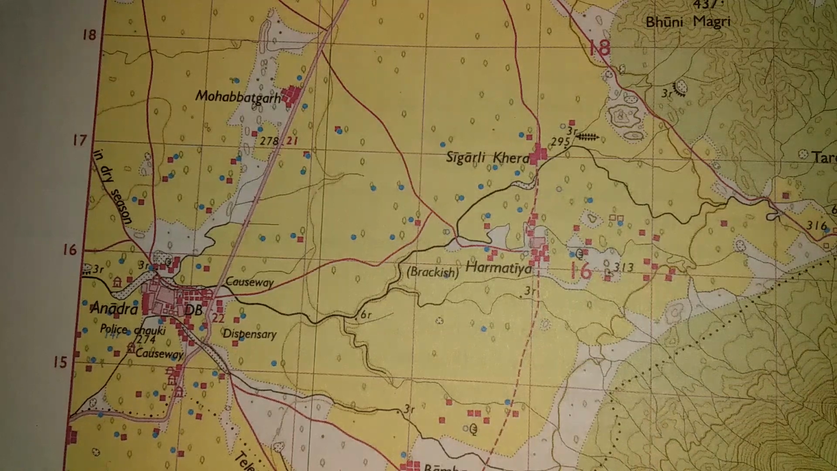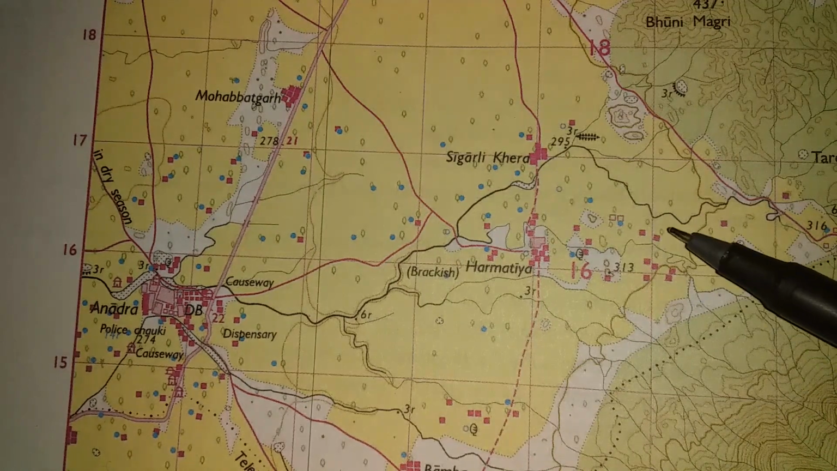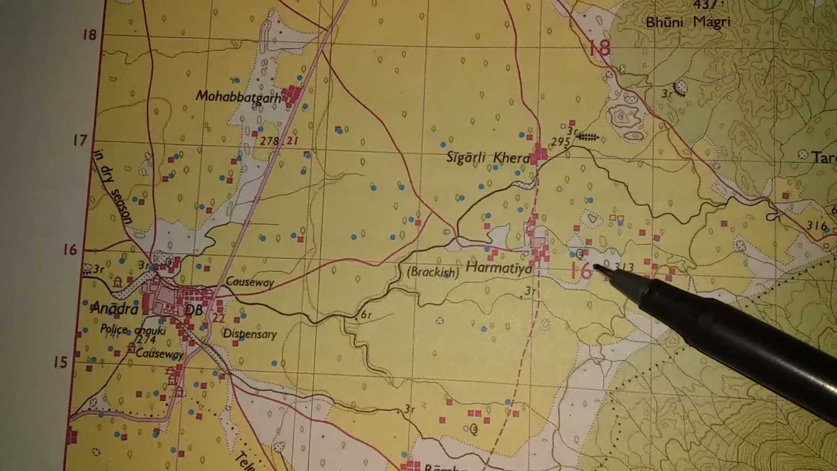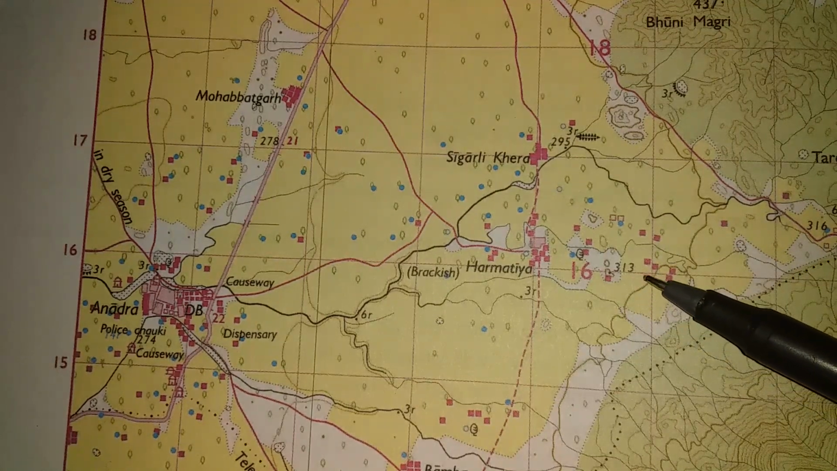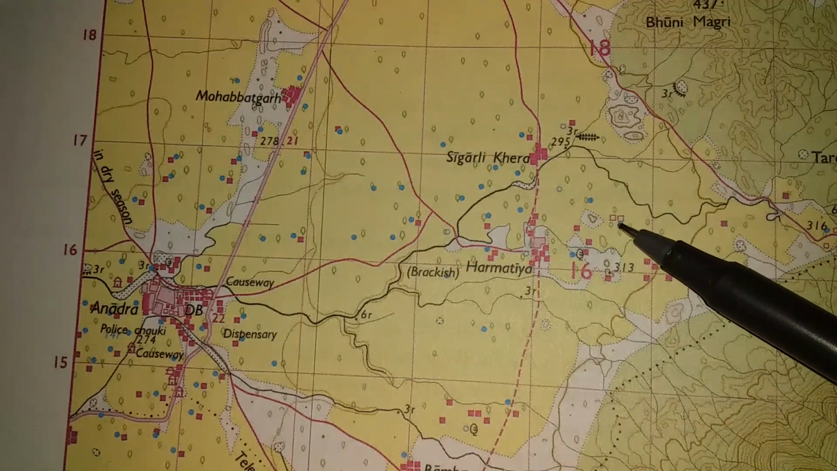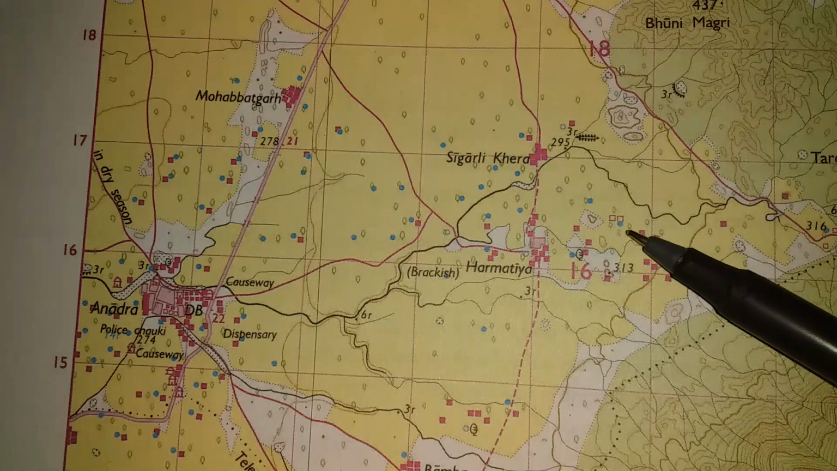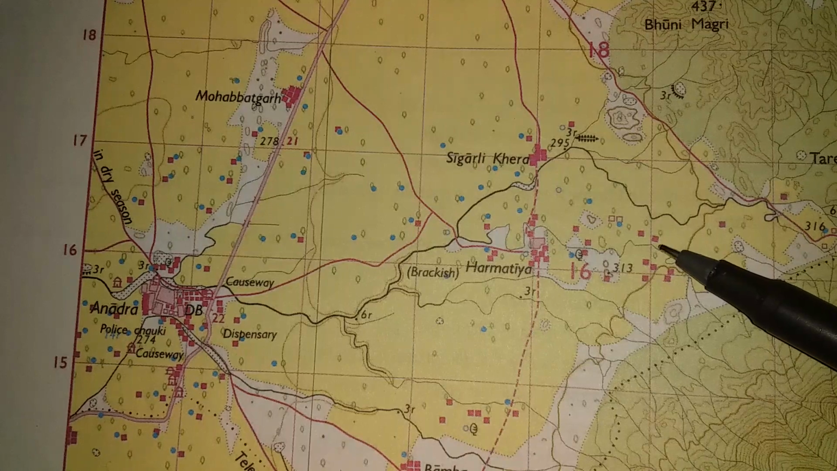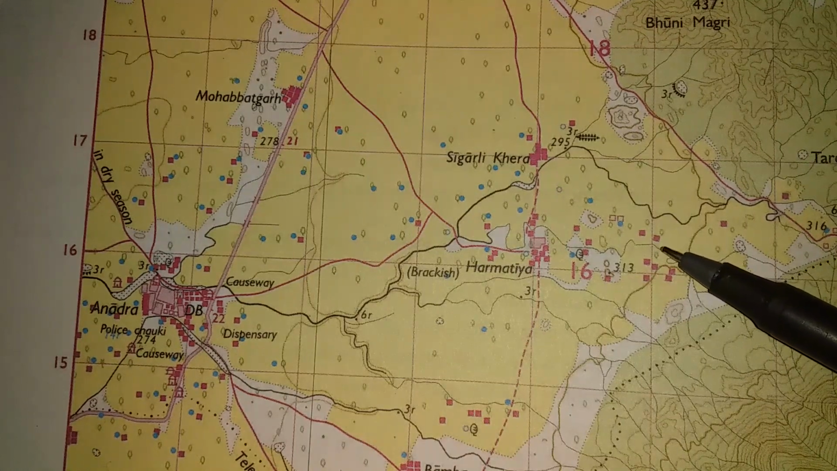And the third type, what we call dispersed settlement. So these are scattered settlements and they can be identified in the survey map by red squares spread over a wide area, like you can see here. These are solid red squares, and they are spread over a wide area. Now here you will see two temporary huts. If it is a hollow red square, it is a temporary hut. If it is a solid red square, then it is a permanent hut.